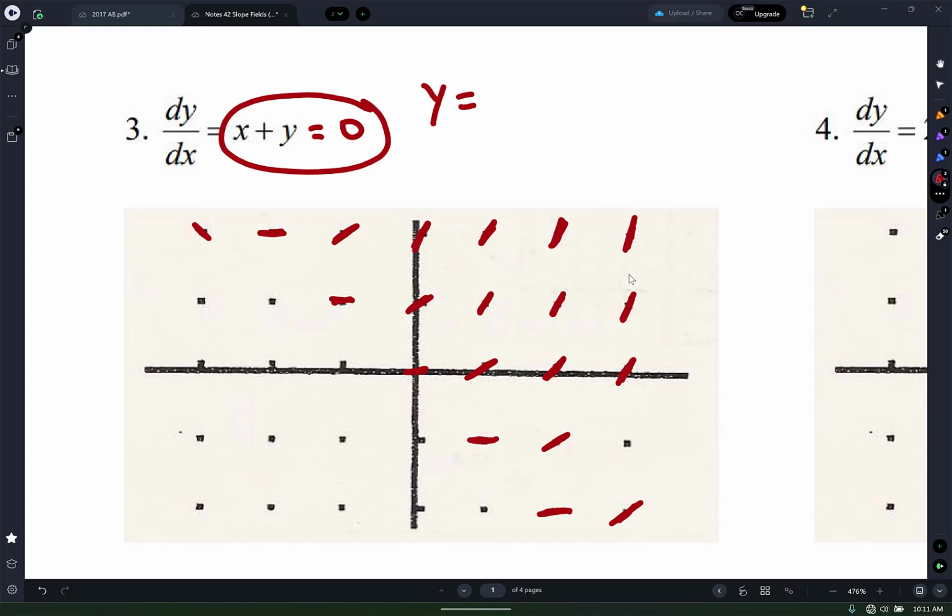This one, I'm going to 1, 2. I'm going to negative 2, 1. Slope of negative 1 again. I'm going to negative 1, 0. Slope of negative 1. I'm going to 0, negative 1. Slope of negative 1. I'm going to 1, negative 2. Slope of negative 1.